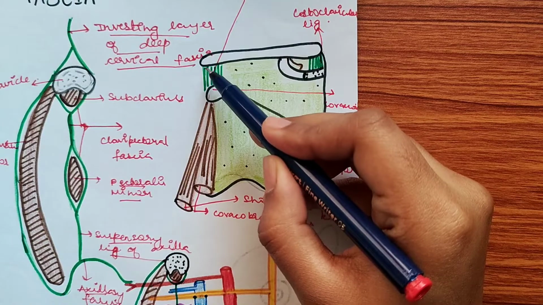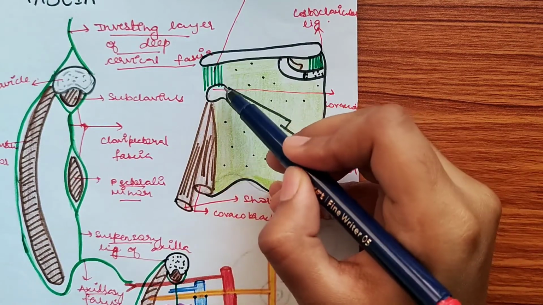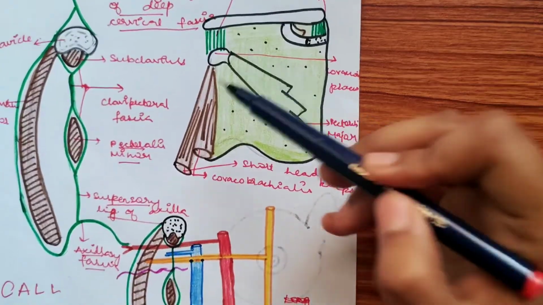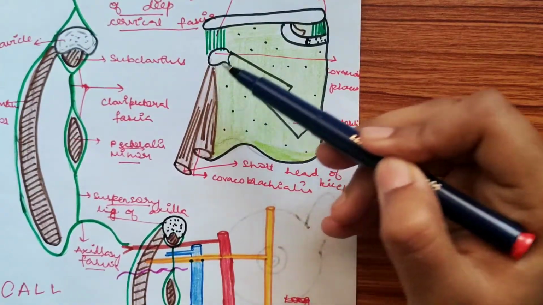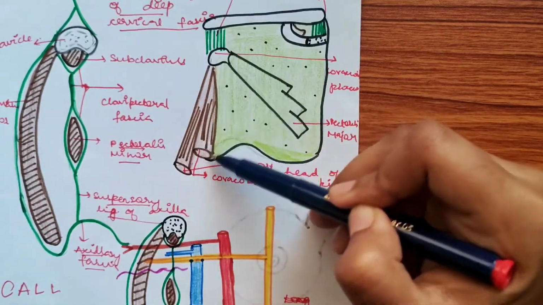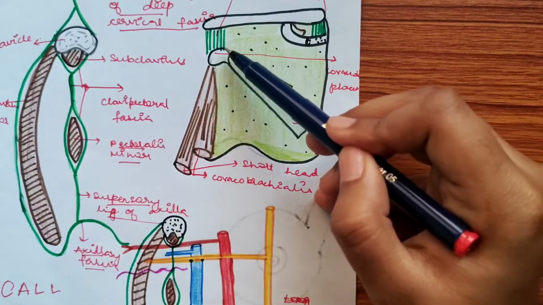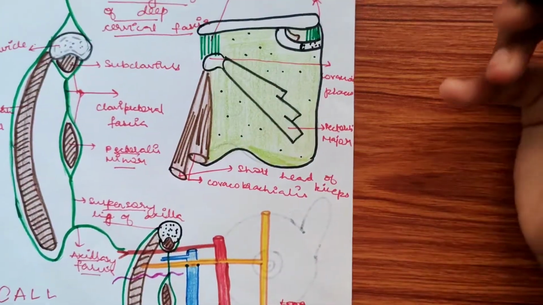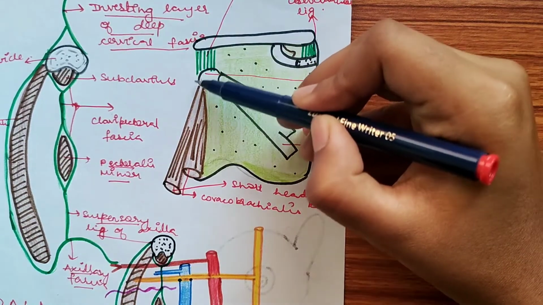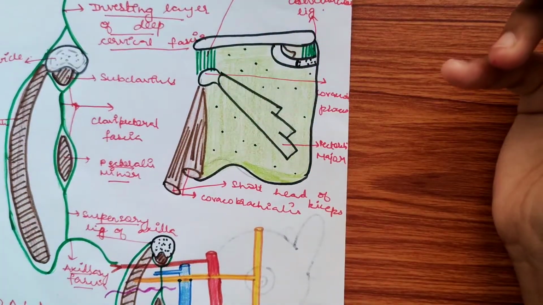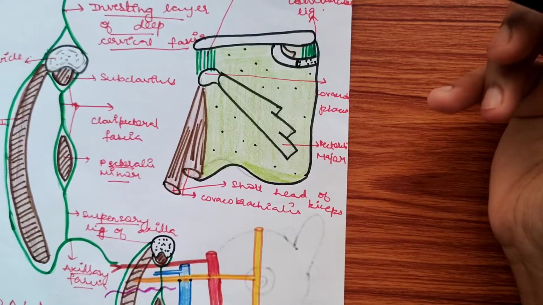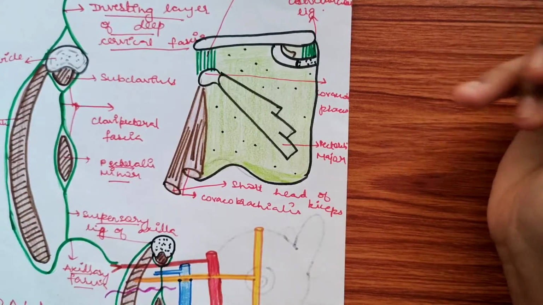Laterally, it is attached with the coracoclavicular ligament and the coracoid process, and this coracoid process will be attached with the short head of biceps. As you can see here, this is the short head of biceps and this is the coracobrachialis, which are attached to this coracoid process. So laterally, it is attached with the coracoclavicular ligament and the coracoid process. Also, there is a ligament extending from the costal cartilage to the coracoid process, which is known as the costocoracoid ligament.